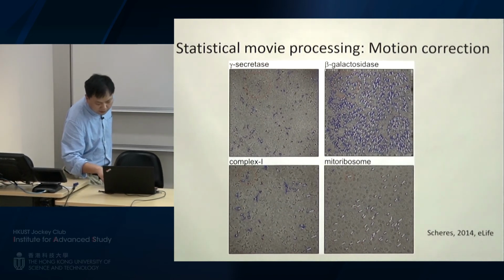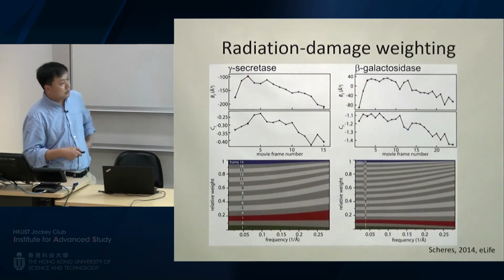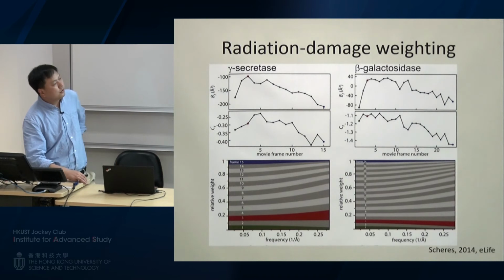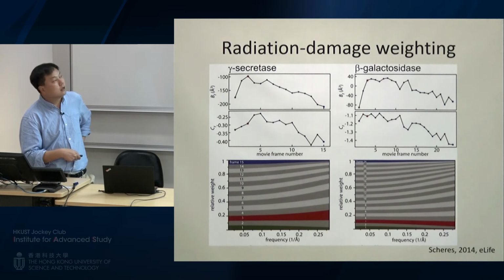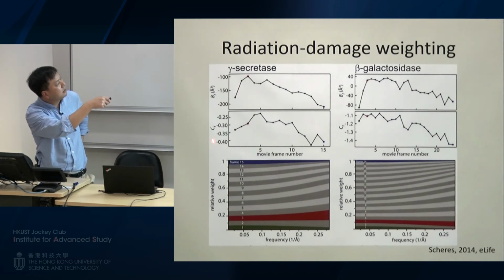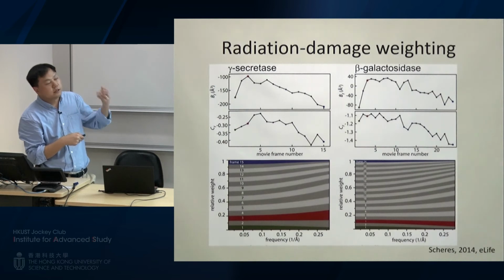Another big issue is that, as I said, during the data collection, the sample will be destroyed by the electron beam. So in a movie data, there will be many frames, and the damage to the individual frames is different. For example, what you are looking at here is the B factor of individual frames. The B factor means the motion of the particles in the individual frames.